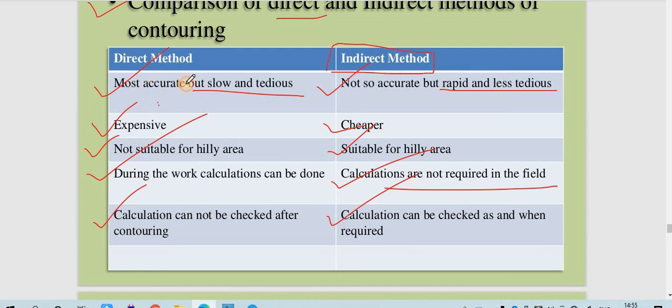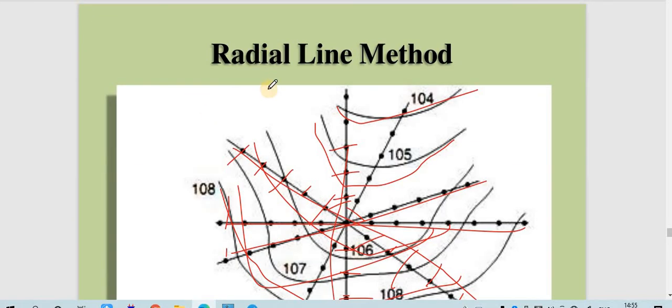It is more accurate but slow and tedious. It is less accurate but it is fast. It is expensive, it is cheaper, it is not suitable for hilly area, it is suitable for hilly area. Calculation can be done at the work, calculation cannot be done at the work. Calculation cannot be checked after the completion of the work, calculation can be checked after the completion of the work. Okay.